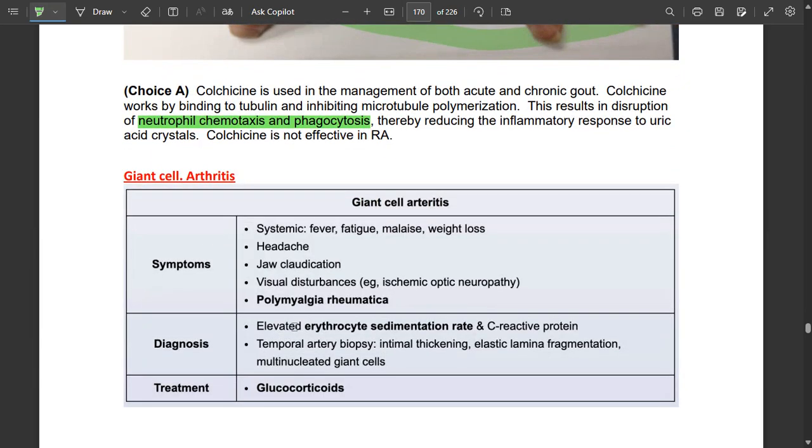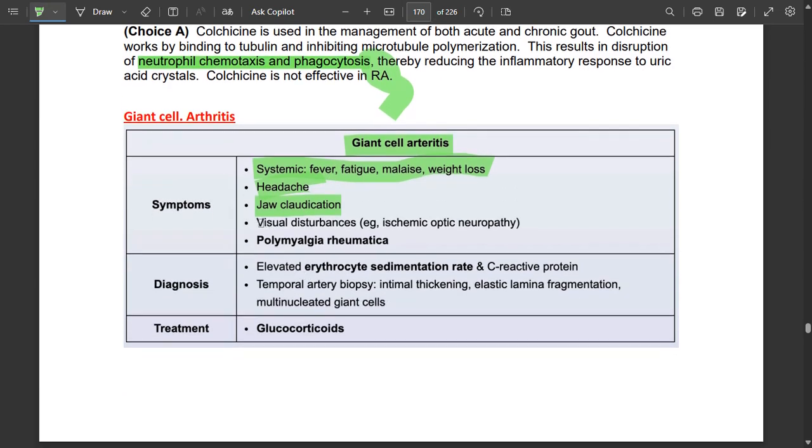So giant cell arteritis, I think it had already been discussed before. Giant cell arteritis presents with systemic symptoms: fever, fatigue, malaise can occur, headache can occur, jaw claudication can occur. Visual disturbance, for example ischemic optic neuropathy, can occur, and polymyalgia rheumatica is also very common.